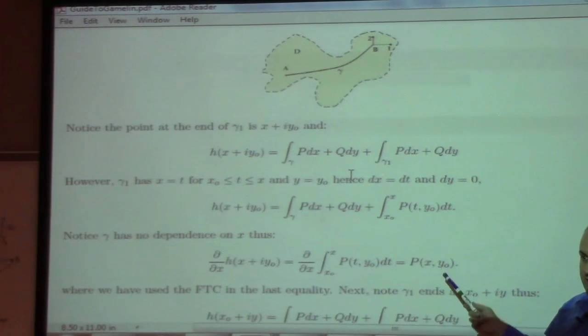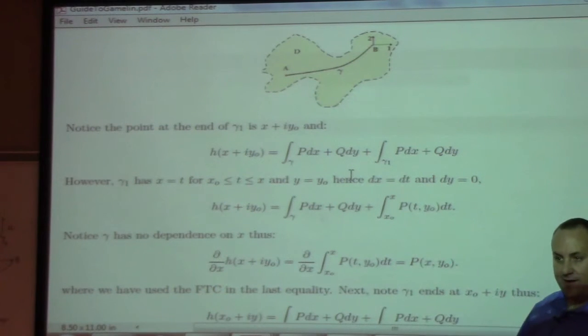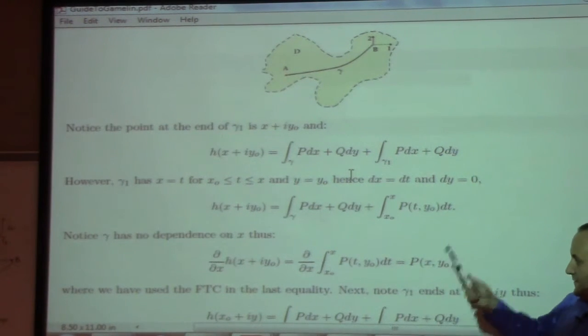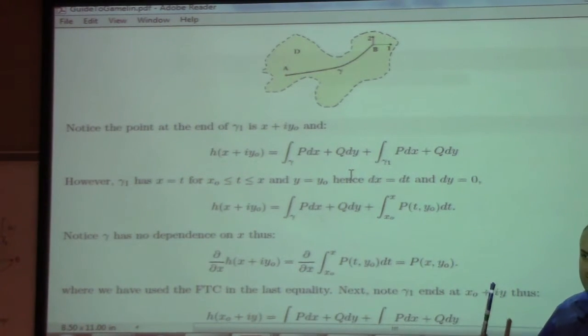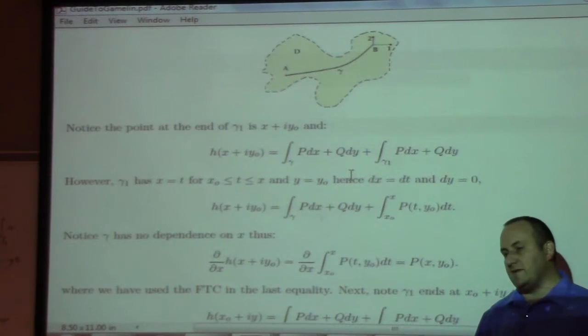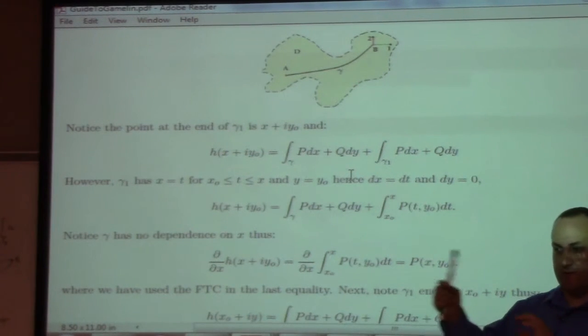And then if you look at the other corresponding argument along the y, the vertical strip, that gives you partial h partial y is equal to q. And so that's how it works. Because of the path independence, we can define h just by this integral.